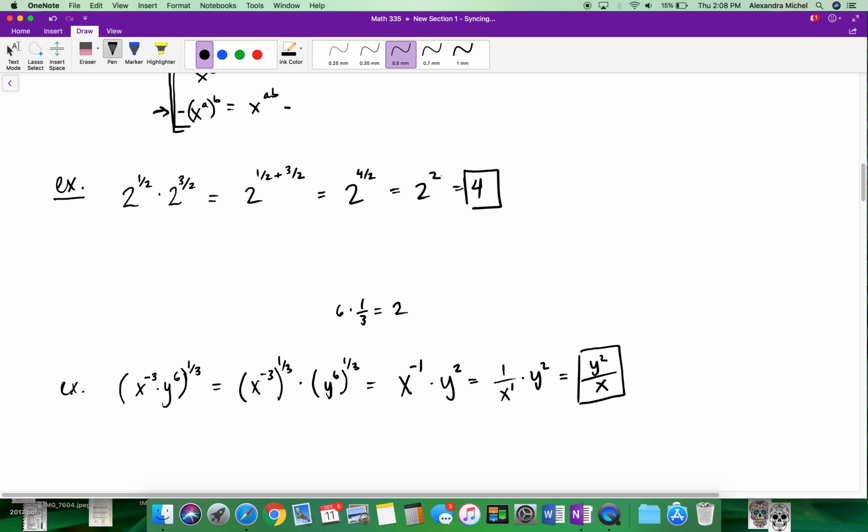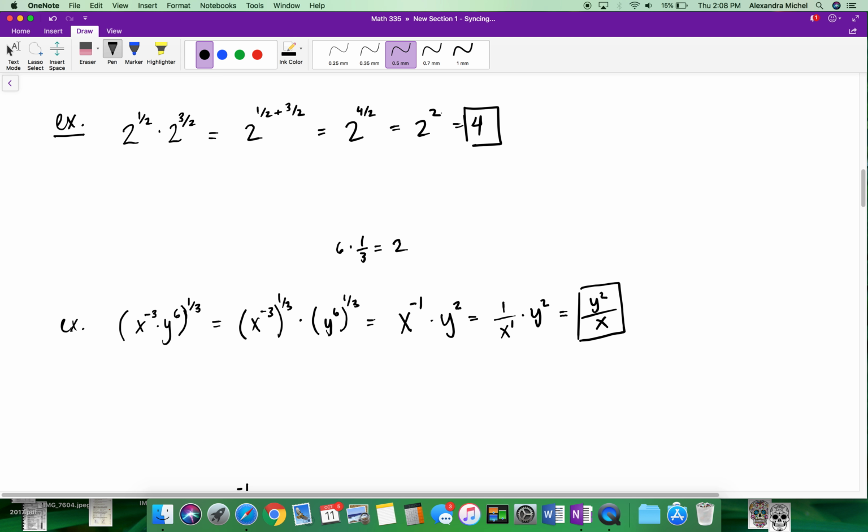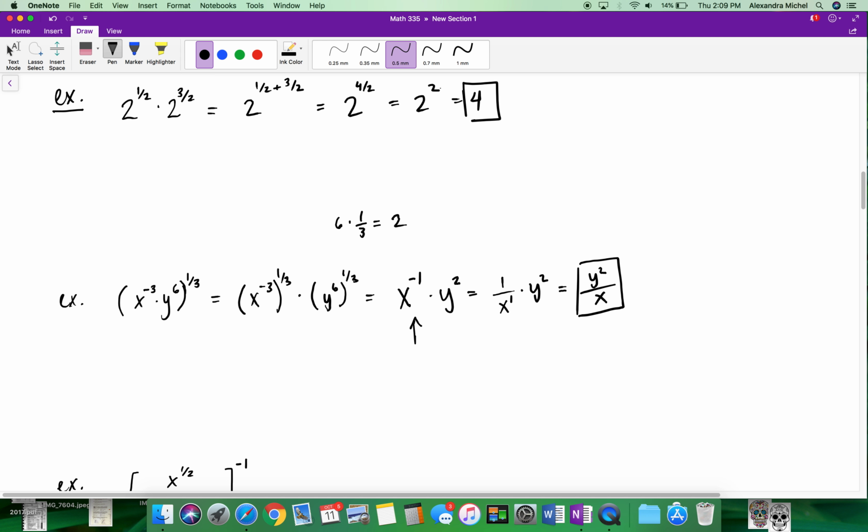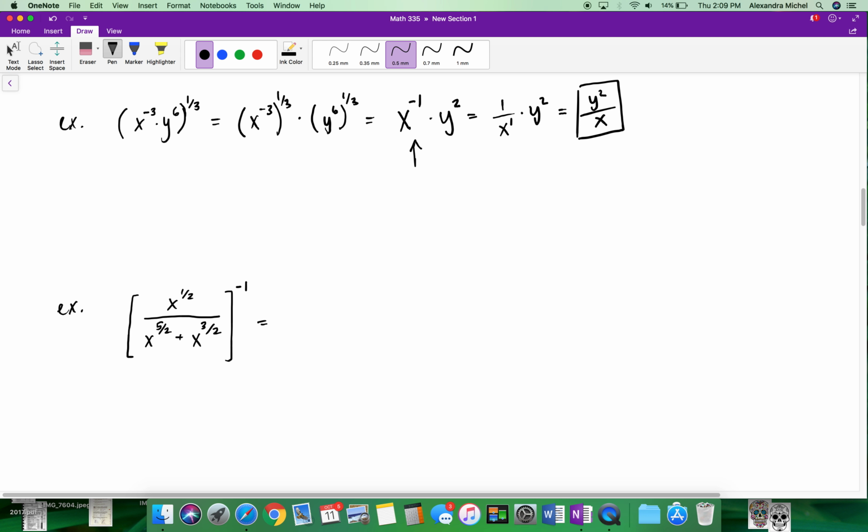So we'll know that something's simplified if all of the exponents are positive. We want to make sure that we move things to the denominator that need to be moved, so that we don't have any more negative powers like we did right here. Okay, let's do one more example.